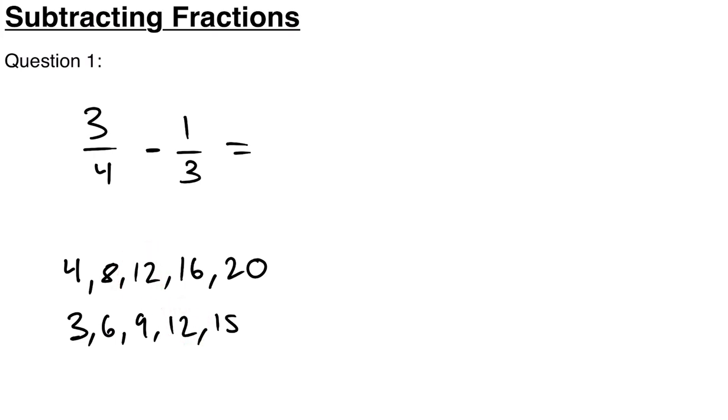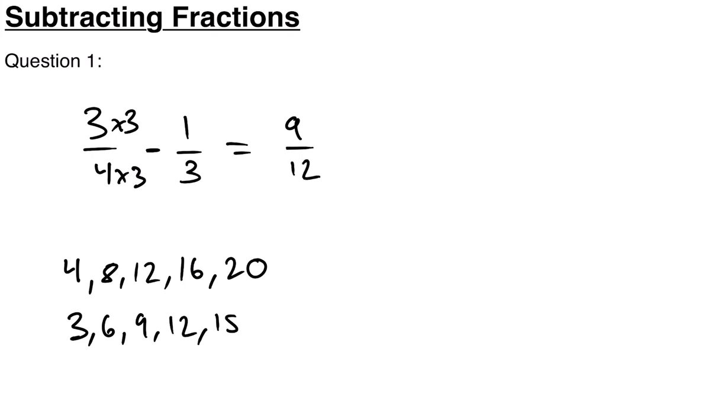And so now we need to make both of these fractions out of 12. So how do we do that? In order to turn 4 into 12, we have to multiply it by 3. And what you do to the bottom, you have to do to the top to make it equivalent. So we multiply the top by 3 too. And that'll give us 9 over 12.